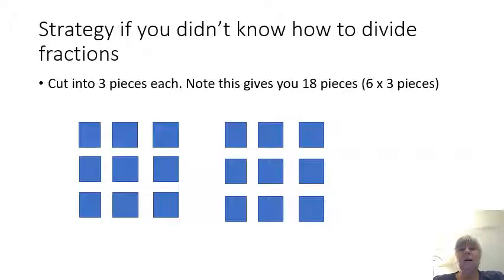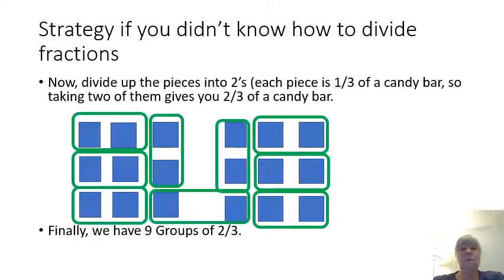So now I want to find out what happens when I have 2/3 of a candy bar. So I'm going to take those 18 pieces and I'm going to group them into 2s. So I've got circles around these. Each of these groups is 2/3 of a candy bar. And if we count the green circles, we've got 1, 2, 3, 4, 5, 6, 7, 8, 9 groups of 2/3. So that's telling me that 6 divided by 2/3 is 9. 6 divided by 2/3 equals 9.